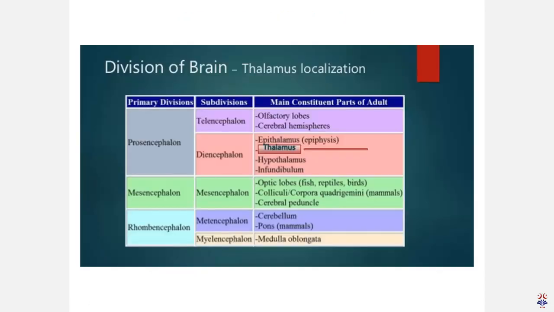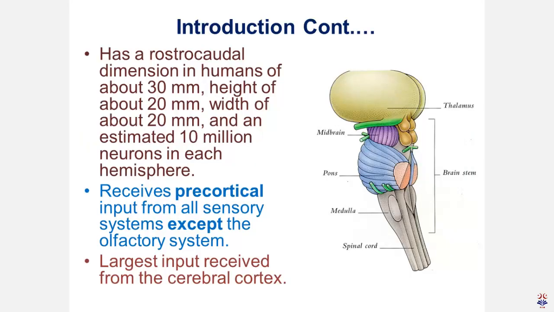You have already studied the division of the brain. The primary division, proencephalon, has two subdivisions, telencephalon and diencephalon. And from the diencephalon, this thalamus arises. It has a rostrocaudal dimension in humans of about 30 millimeters, its height is 20 millimeters, and its width is about 20 millimeters, and it is estimated that it contains 10 million neurons in each hemisphere.